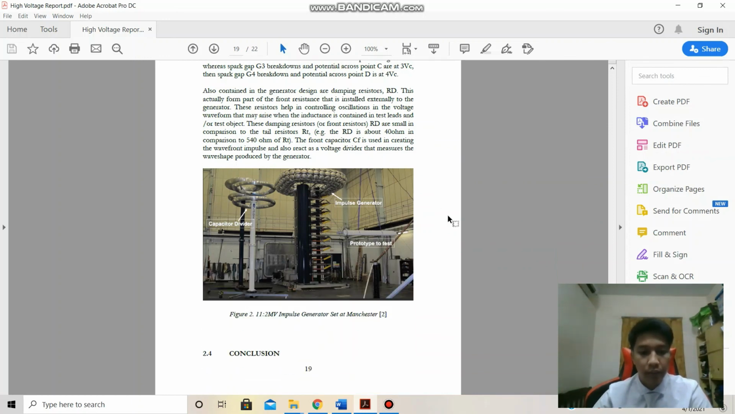You can see this is a 2 megavolt impulse generator set at Manchester. You can see this is a capacitor divider. This is the impulse generator. This is the prototype to test.